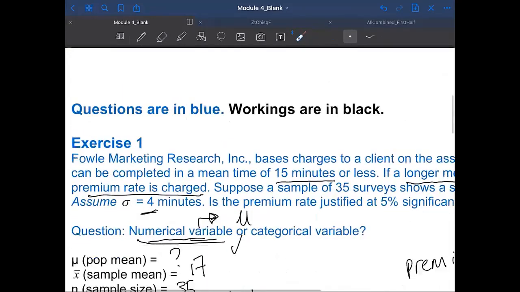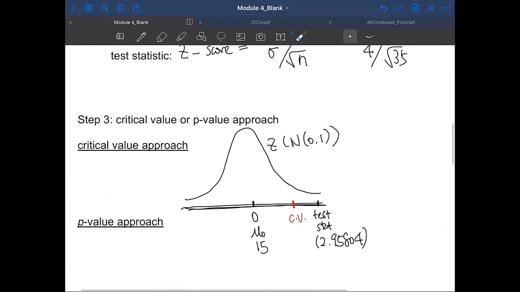Okay, so we want to start with alpha. Alpha is given to us to be 0.05. I want to use this information. I use the Z table to find a critical value. Right, okay, so let's take a look how we can do that.